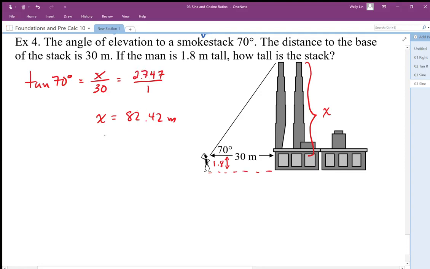So the height of the stack is equal to the man's height, the viewer's height, plus the height from the viewer up. So we end up with 82.42 plus 1.8, that's going to be 84.22 meters is the height of the stack.